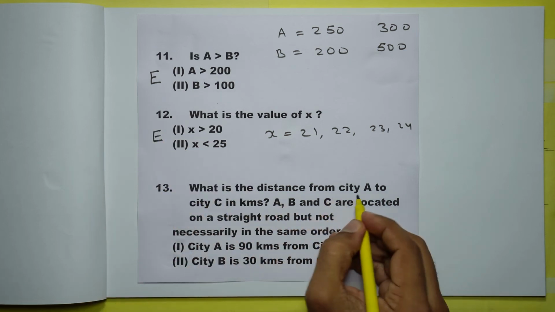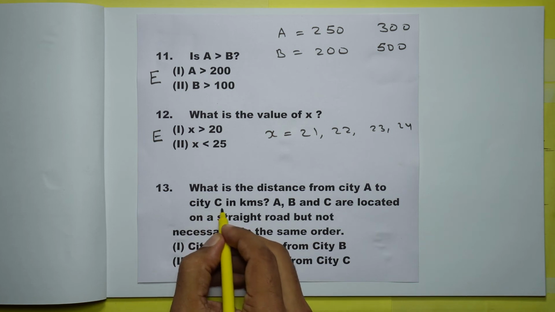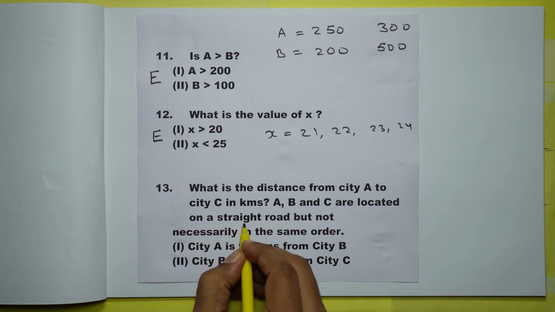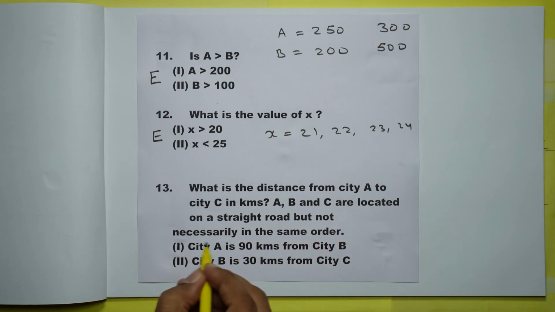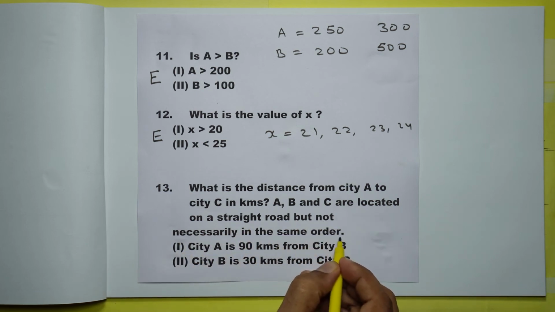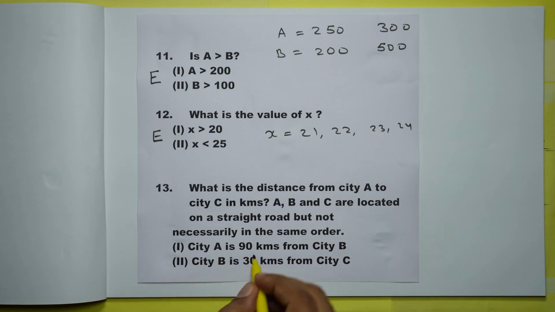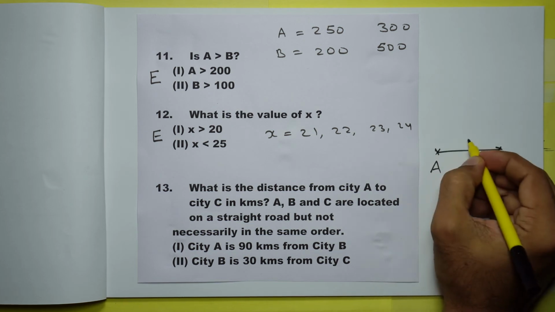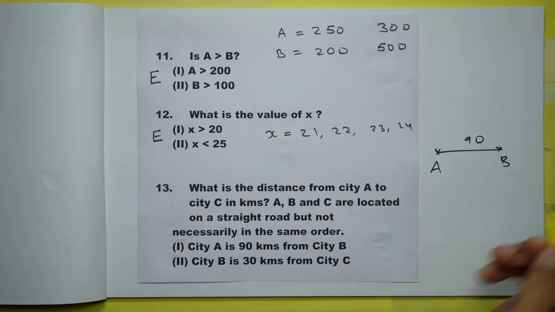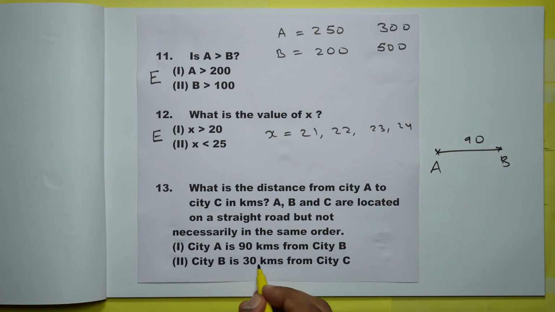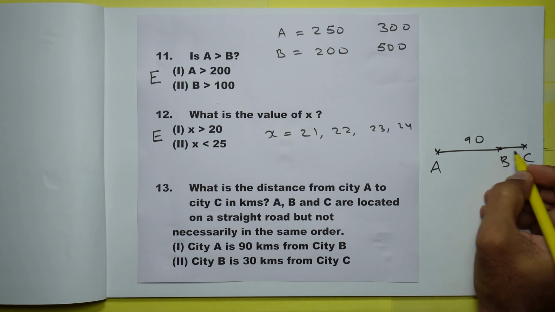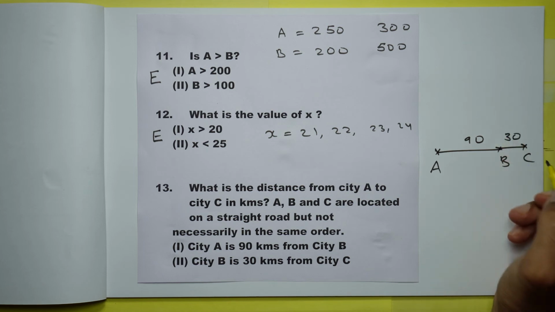What is the distance from city A to city C in kilometers? A, B and C are located on a straight road but not necessarily in the same order. City A is 90 kilometers from city B. So, A to B is 90. City B is 30 kilometers from city C. So, you have C here and B to C is 30.